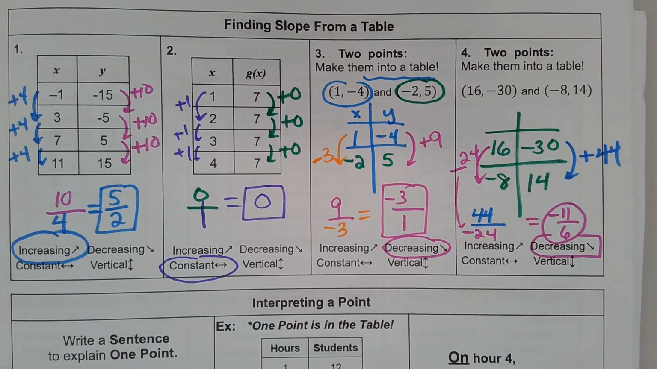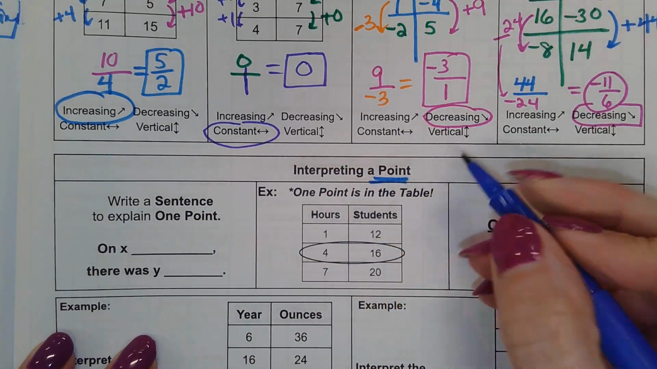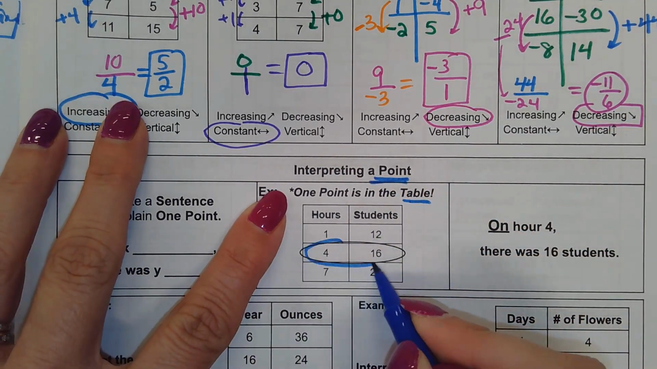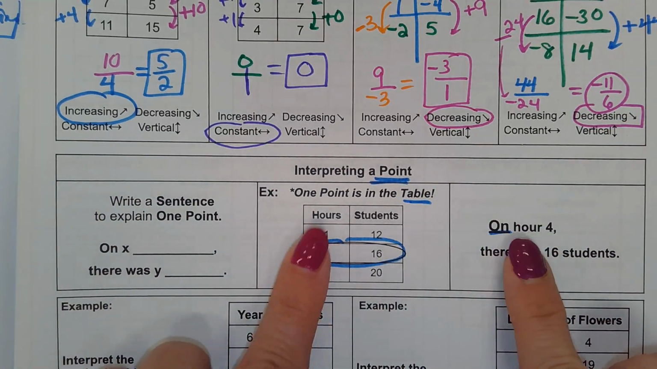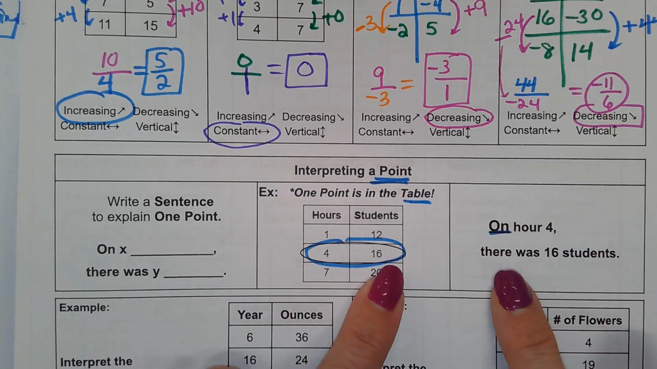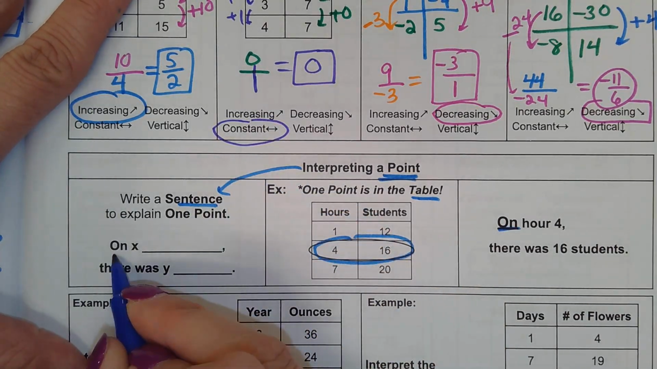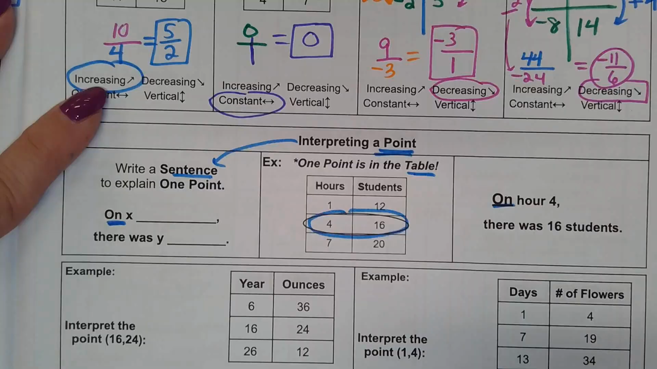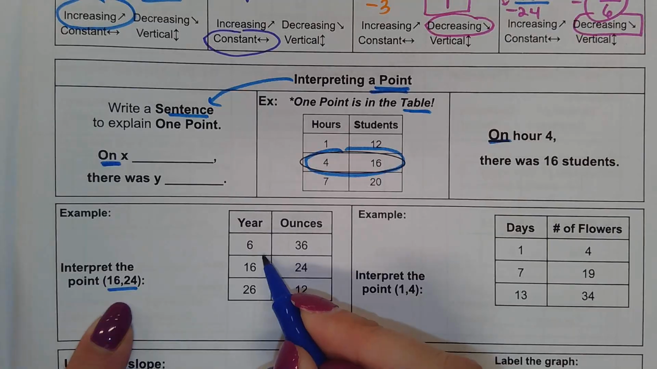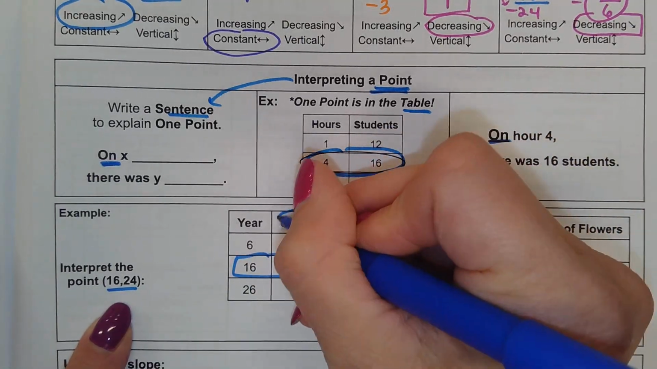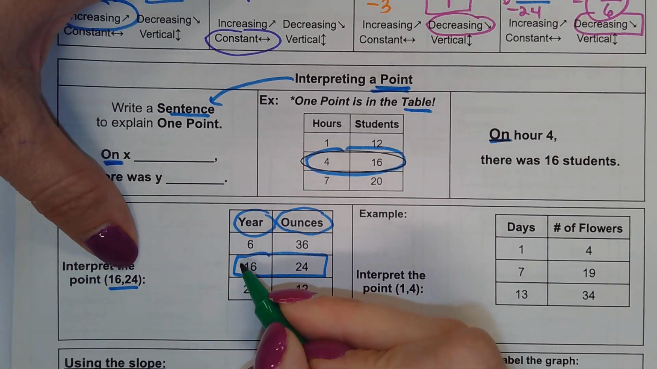We've talked about how to interpret the slope. Let's refresh how to interpret a point. On the table, this is 1 point. When it's a point, we always say, on hour 4, there were 16 students. Interpret means a sentence, and we say on. Let's take a look at this table. They want us to interpret this point, this one right here. And so we will use these words. So let's start right here.